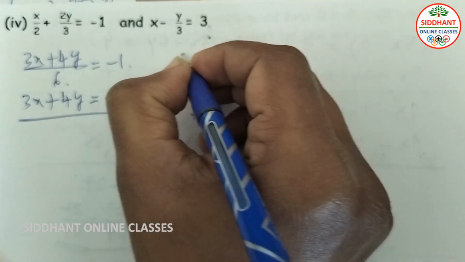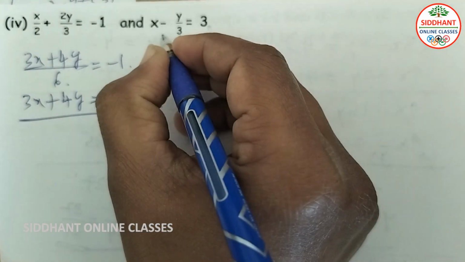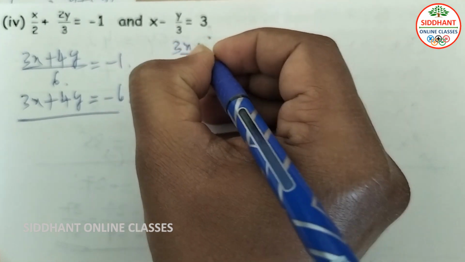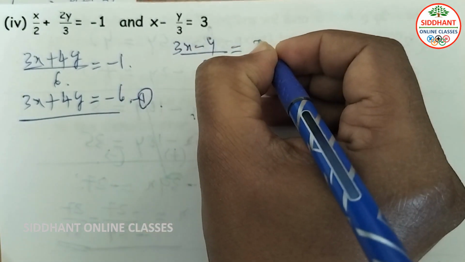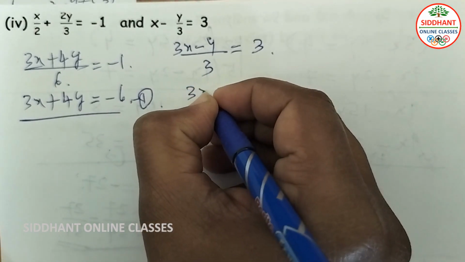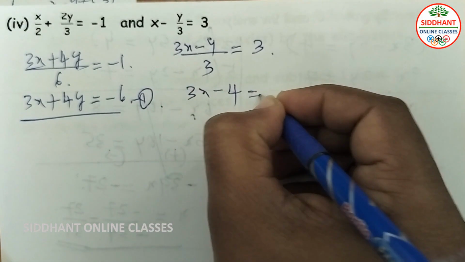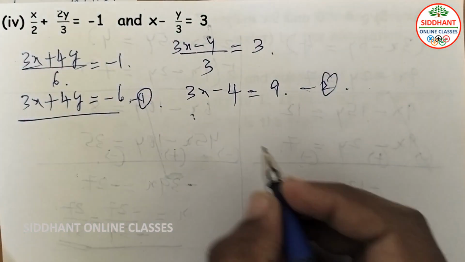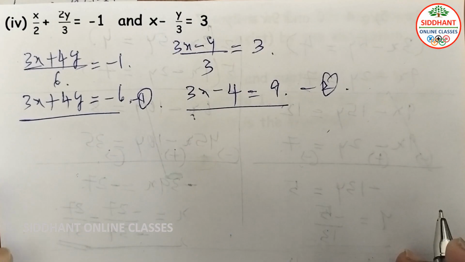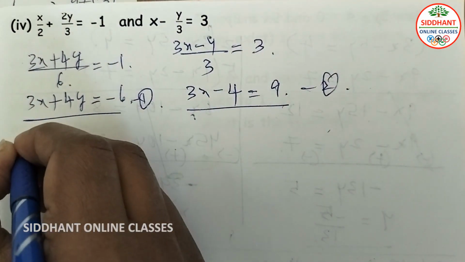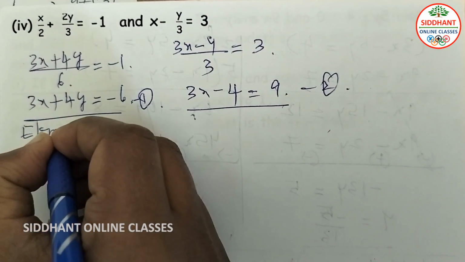Now here taking LCM, which is 3. So here 1, here 3 into 1, which is 3x minus y, which is equal to 3 here. So now 3x minus y equals 3 into 3, which is 9, which is the second equation here. Now taking the first and second equation, now the elimination method we are going to do.